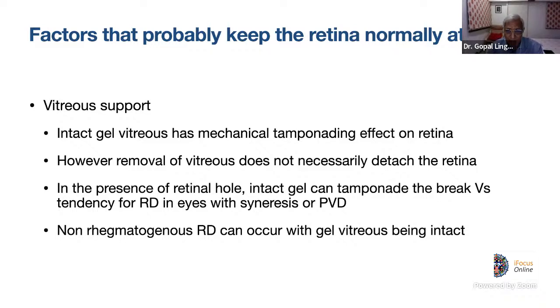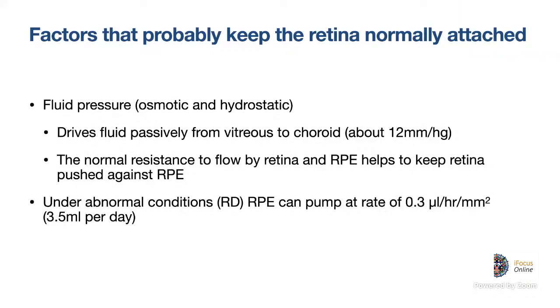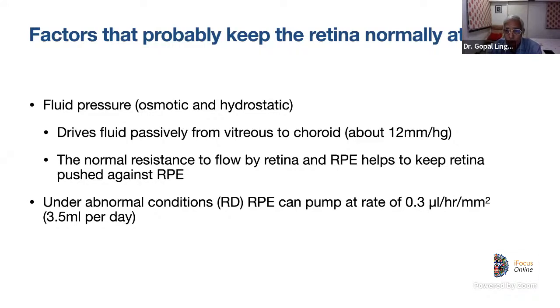So in the presence of a retinal break, an intact gel can actually tamponade the break very well. But when the vitreous is syneretic, it increases the tendency for the retina to detach. So in fact, in the concept of scleral buckling, we try to push the hole against the vitreous gel so that the tamponading effect of the vitreous gel is taken into consideration. In a non-rhegmatogenous retinal detachment, however, even when the vitreous gel is intact, the retina can still detach because of fluid pushing the retina forwards. So another important factor that keeps the retina attached normally is the fluid pressure, be it osmotic or hydrostatic.